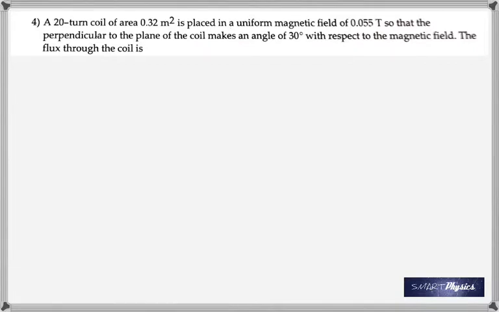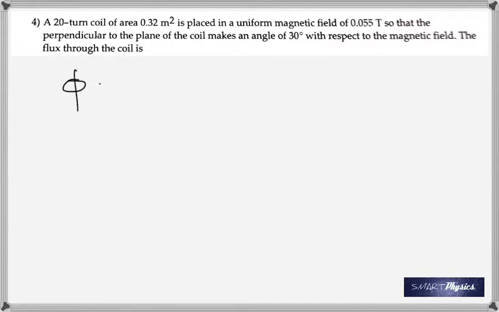In this question, it's a 20 turn coil, area given, and again the magnetic field is perpendicular to the plane of the coil. No, it's not. It's actually making an angle of 30 degrees. So the perpendicular that's drawn to the coil is making an angle of 30 degrees. And what is the flux?